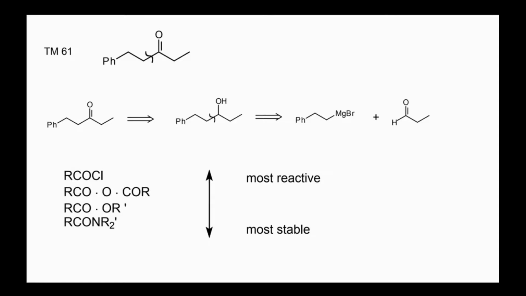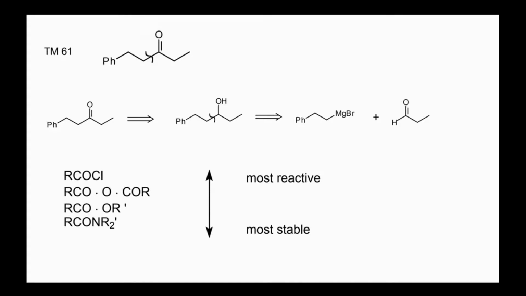That's example 61. You have a simple ketone, you FGI the ketone into alcohol, and then you do the Grignard reagent strategy. And there is one more important tip in this slide, that acid chlorides are most reactive and amides are most stable. So this is the reactivity and stability order, and reactivity and stability go against each other. The most reactive becomes the least stable, and the most stable becomes the least reactive. So stability and reactivity are inversely related to each other, and this is the order of stability and order of reactivity.